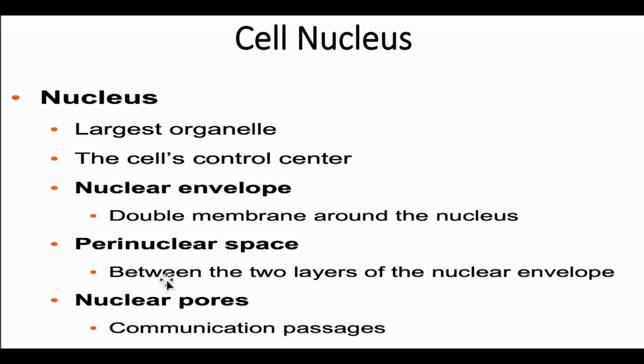When you look inside of the cell, the largest and most prominent area would be its nucleus. You can consider that to be the control center of the cell. It's surrounded by a membrane, which we call the nuclear membrane, and this is also a double membrane structure. Between the two layers of this nuclear envelope, we have a space, which we call the perinuclear space. And within this membrane, there are also openings or passageways, and we call these nuclear pores.